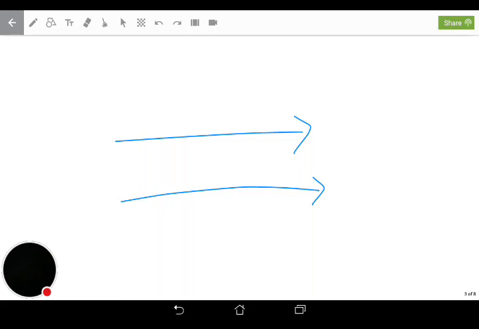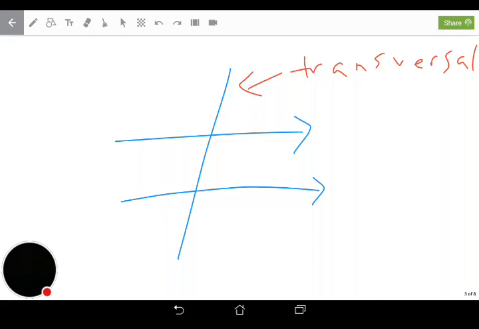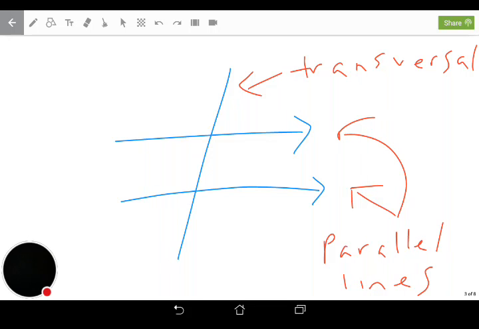When we're looking at angles, we will usually have a line cut through the middle, or maybe more than one line. This line is usually referred to as a transversal line, and it's just a line which cuts through parallel lines. So it's called a transversal, and this line and this line are your parallel lines. If you weren't sure about what parallel lines are, do make a note of that.